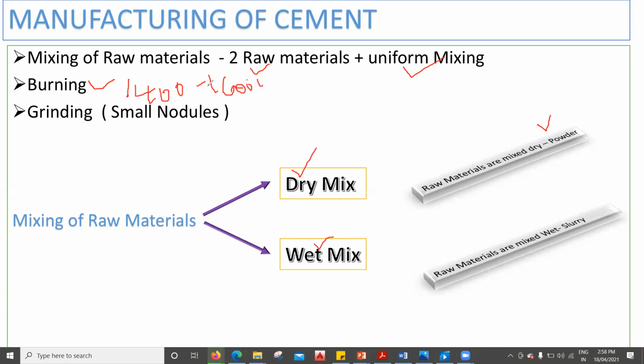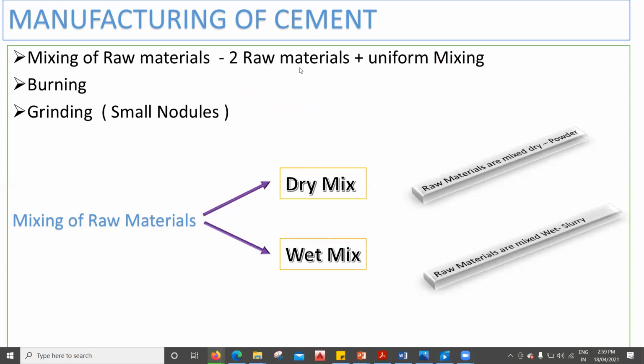Once the burning is done, the next step is grinding, because after burning you do not directly get the cement. The cement is obtained in the form of clinkers, which are small round particles. After this, you have to do the grinding, and only then do you get cement powder. These basic steps we need to understand before we get into the manufacturing of cement.